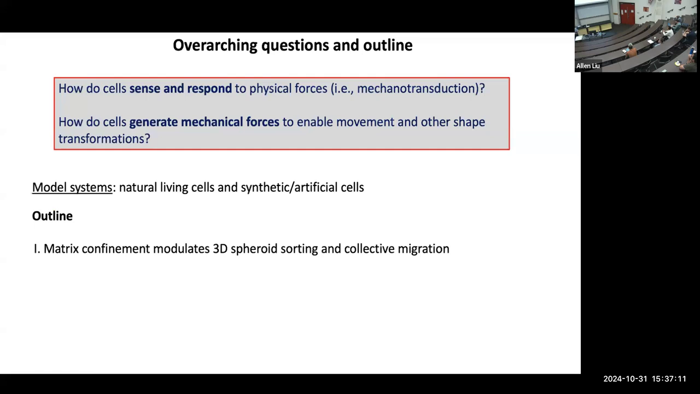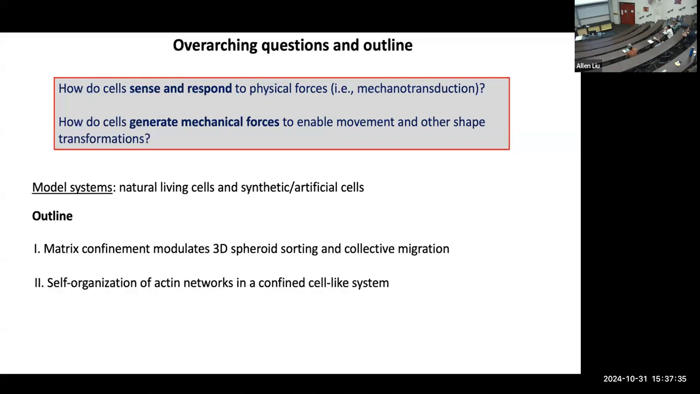I'm breaking down my talk into three little vignettes. The first vignette is a little bit longer. This is on matrix. This matrix is referring to the extracellular matrix that is surrounding cells. How does this matrix confinement modulate 3D spheroids, which are clusters of cells, and how does it allow these 3D spheroids to sort and undergo collective migration? So you'll hear background about this.